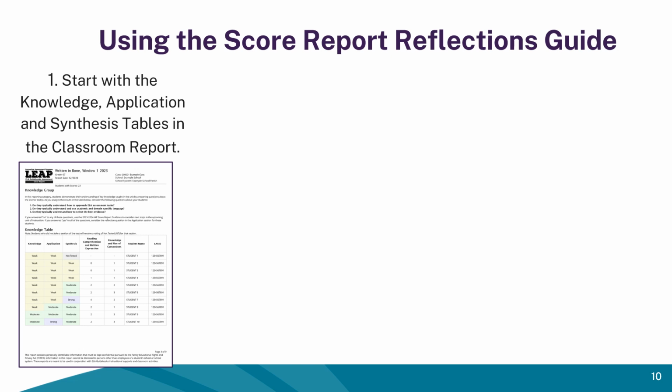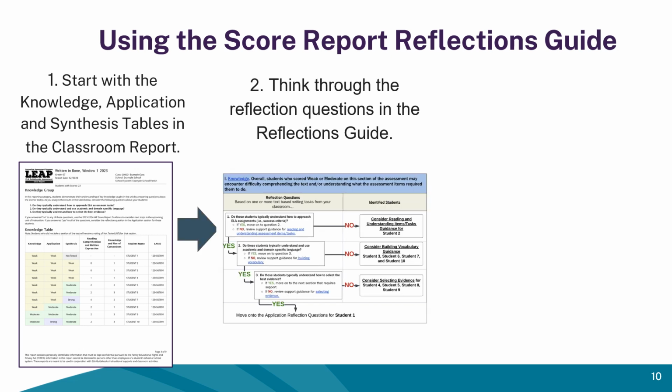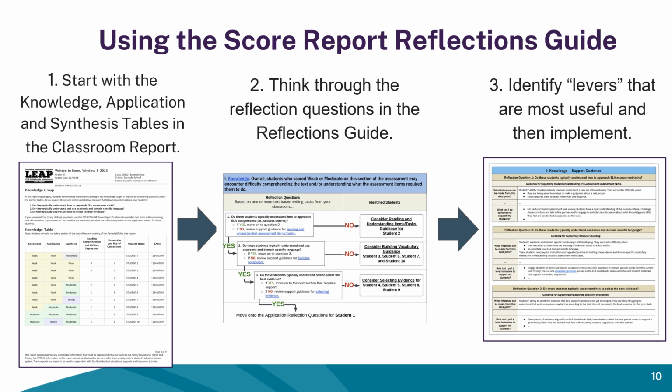This flowchart illustrates the process of using the Score Report Reflection Guide for the knowledge group. For each group within the grouped roster section, the reflection guide has a number of corresponding questions. Looking at the students in the score report, the reflection guide asks you to draw on recent classroom writing tasks and think through a set of reflection questions. Doing so lets you potentially better match students to the instructional next steps or levers provided in the second half of the reflection guide. We'll walk through this process later within the video.